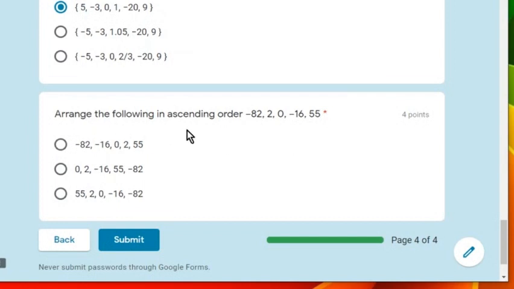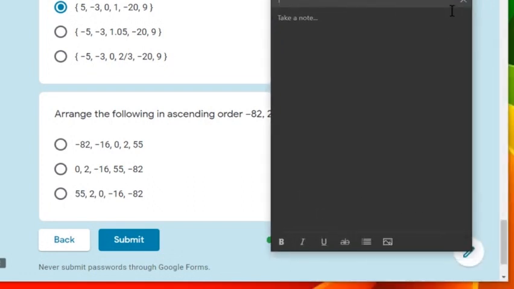Then finally, arrange the following in ascending order. That is from the lowest to the highest. So the more negative number I can see there is negative 82. So that should be the smallest number. So this should tell us that this is the answer. And then followed by negative 16, then followed by 0, and then 2. So negative 82 is less than negative 16, which is also less than 0. And 0 is less than 2. And 2 is less than 55. Okay, so the correct answer is the first one.